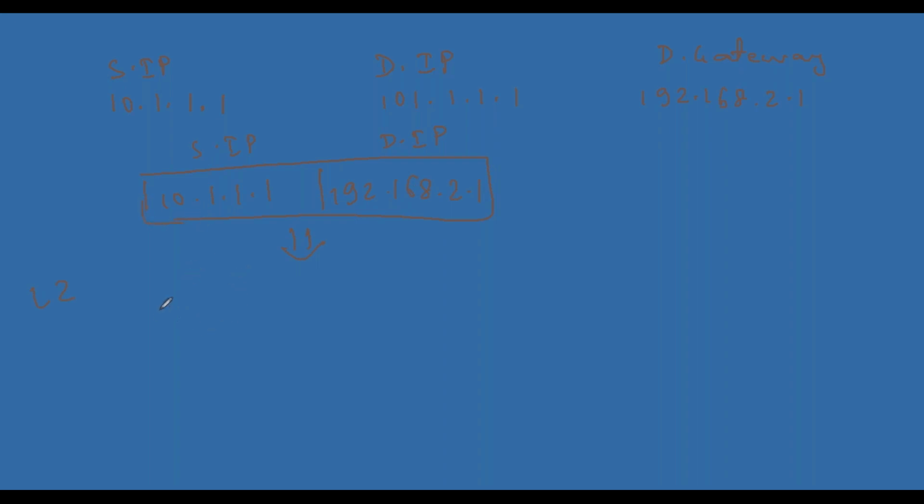After that, in layer 2, a MAC address is added as a header. Now I know my source MAC address, say for assumption, I'll type this, and I don't know the destination MAC address where the packet has to be transferred. This is where a protocol called ARP comes into the picture. ARP will translate this IP address to the MAC address.